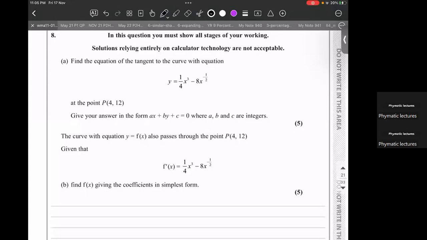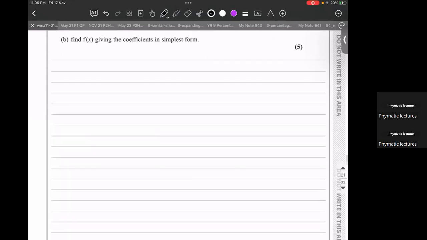Move to question number 8. Find the equation of the tangent to the curve with the equation y is equal to 1 by 4 x cube minus 8x to the power of minus half at the point 4, 12. Give your answer in the form ax plus by plus c equal to 0, where a, b, c are integers. So what is the idea?